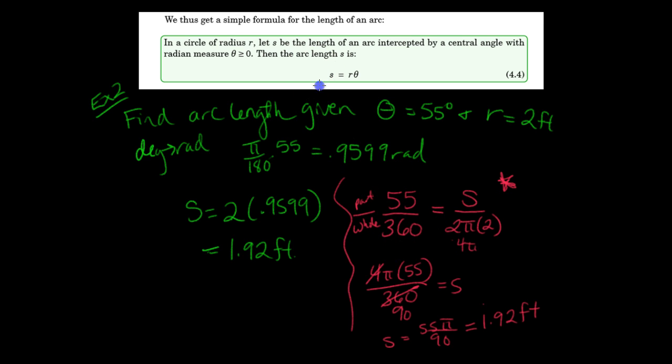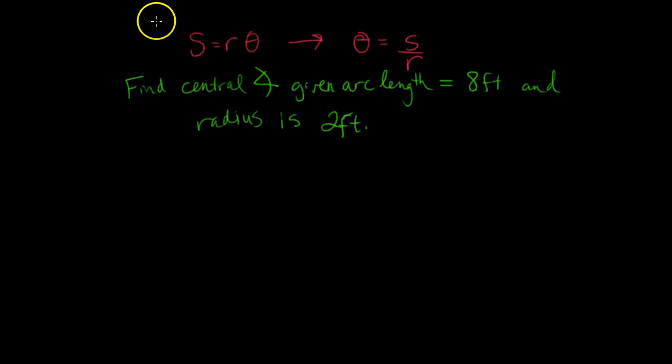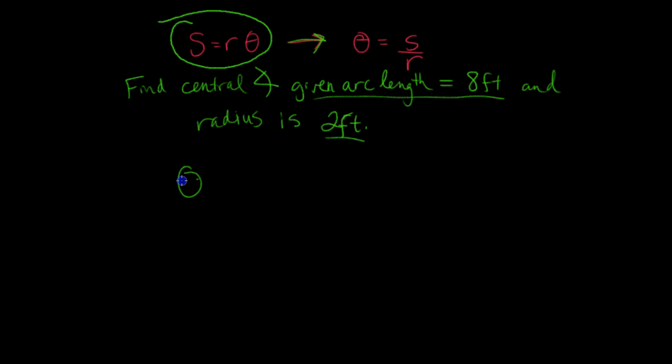But this formula is actually really handy when you're doing some of the application problems that we're going to look at next. So with this handy formula, we can solve for theta, and theta would equal arc length over the radius. If you're given an arc length of 8 feet and the radius is 2 feet, we can say that the central angle theta is equal to 8 over 2, which is equal to 4. That's measured in radians. Remember, this formula is in radians if you use it.